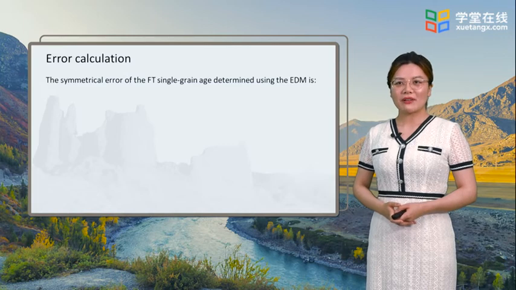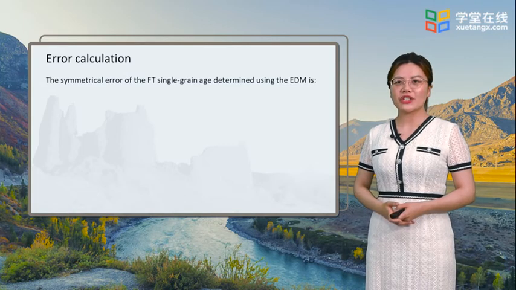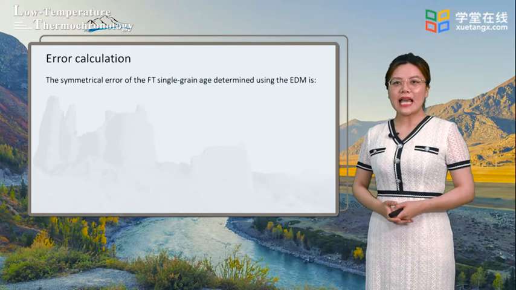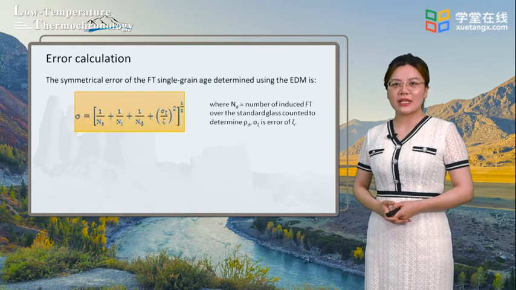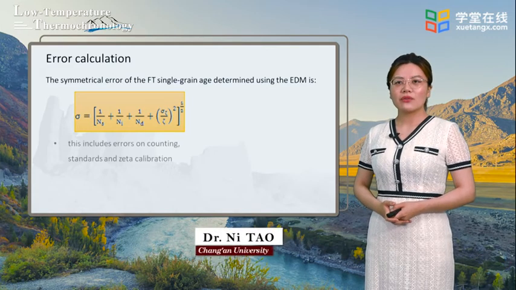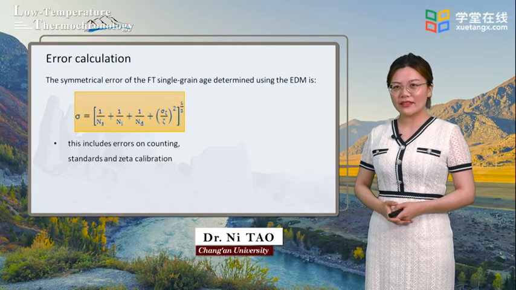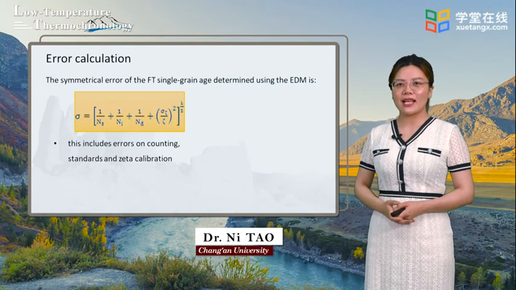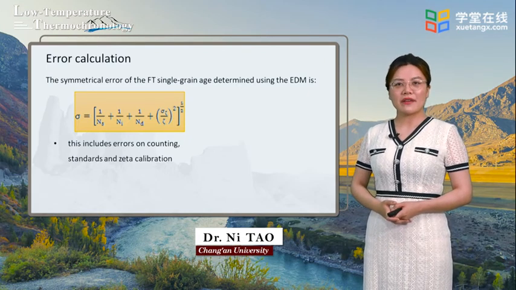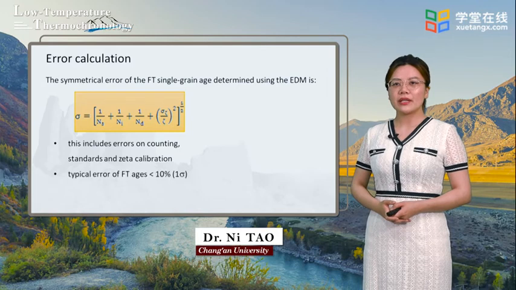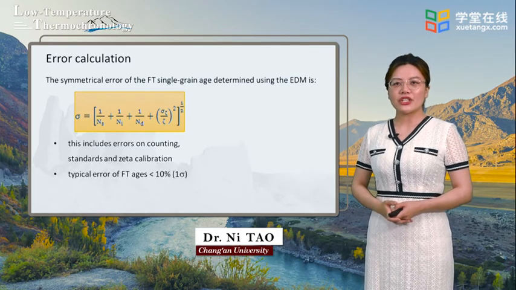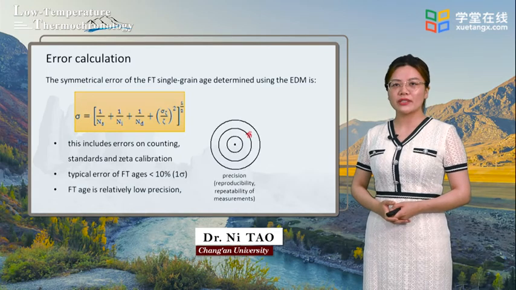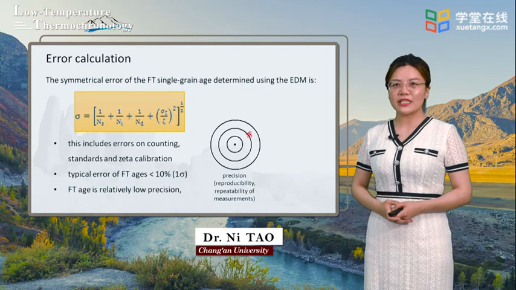The symmetrical error of the FT single-grain age determined using the EDM is given by the equation here. This error equation includes error on counting, standards, and the zeta calibration, and the typical error of FT ages is within 10% at a 1 sigma level. FT age is relatively low in precision but high in accuracy, which is the degree of conformity to the true value.